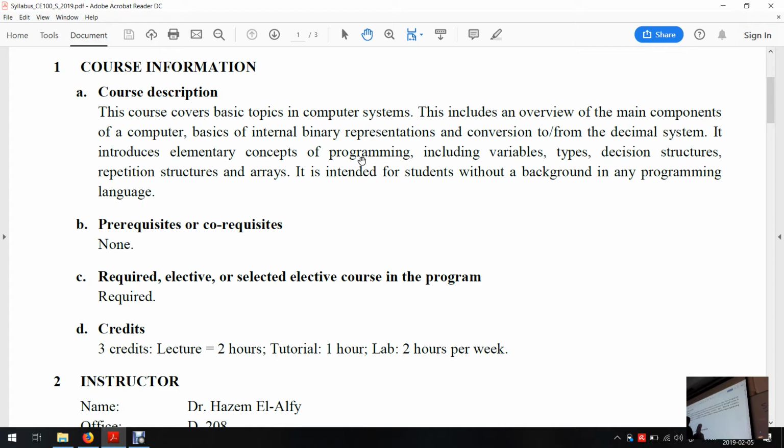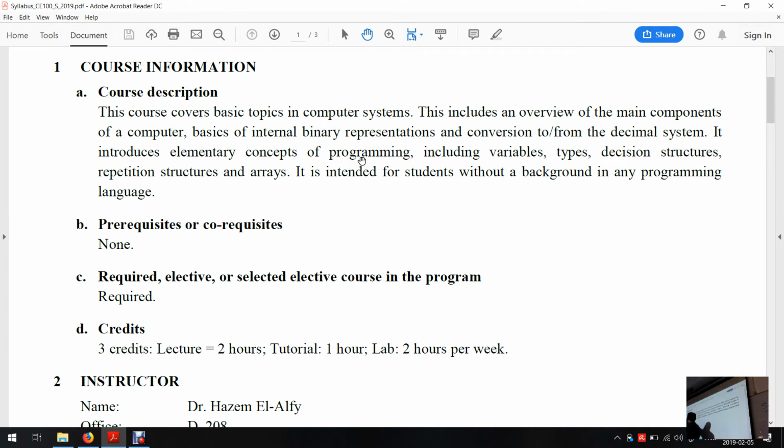Repetition structures. What is the meaning of repetition? Yes, repetition. Computers are very good at repetition. They can do the same task millions of times. But humans are not good at repetition. If you do it one time, the second time, the third time, you are bored. But computers are never bored of doing things. So we are going to tell computers how to repeat the same decision many times.